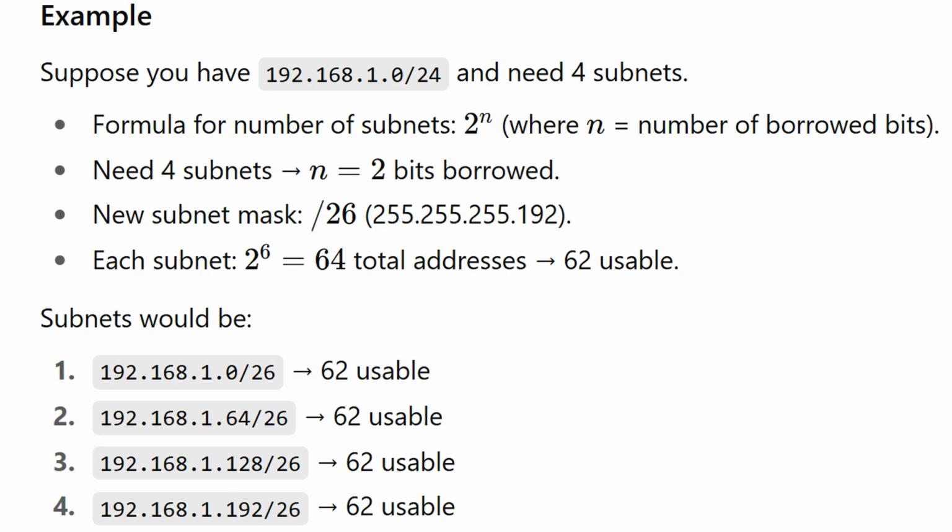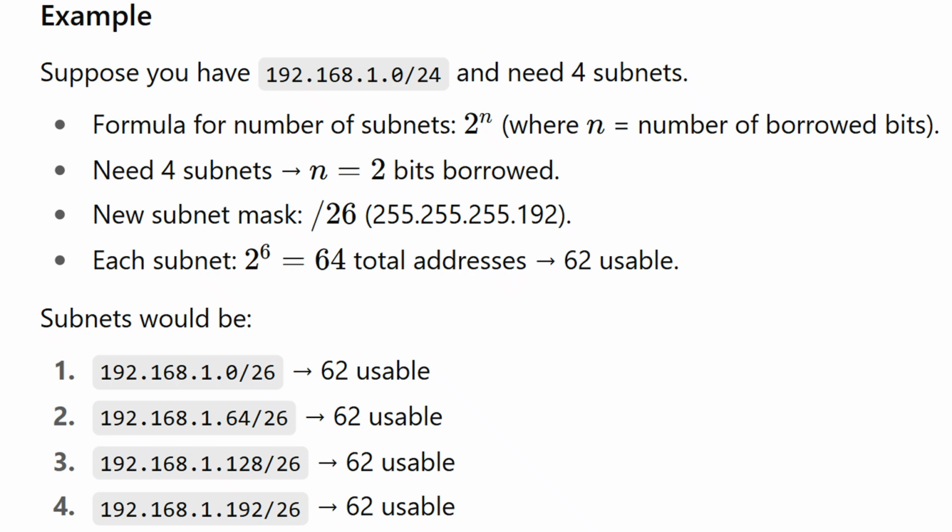That is 255.255.255.192. This is the new subnet mask. Each subnet has 2 power 6, that is 64 total addresses. Here you have to leave the first and last address, so the usable addresses are 62. So out of the 4 subnets, each and every subnet has 62 usable addresses.